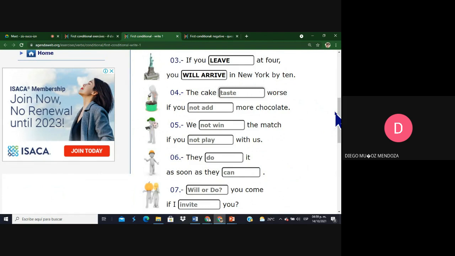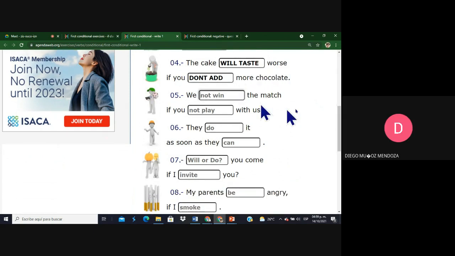The cake will taste worse if you don't add more chocolate. Can I tell you the pronunciation for this? Listen, chocolate. Chocolate. What is the worst? The worst. Let me tell you by the chat. Come on. Moment, please. Yeah, no problem.